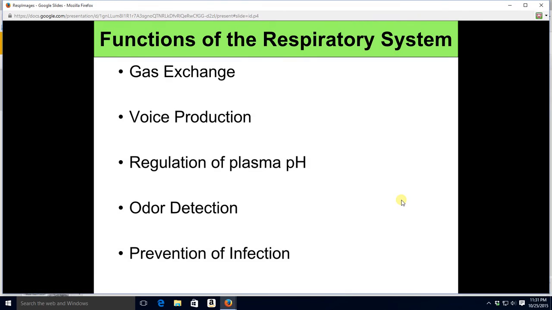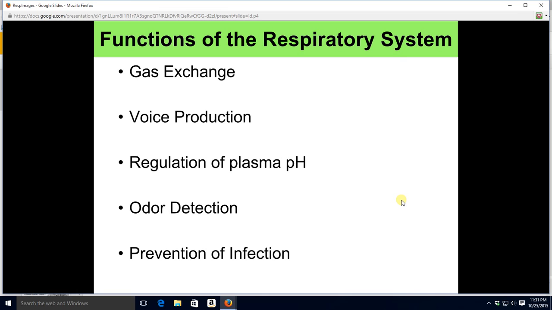Hey everybody, it is respiratory system time. We got to do so many things for the respiratory system, so let's dive right into it. We're going to talk about some of the big functions, some of the big events, then we'll get into the anatomy and spend a while with that.